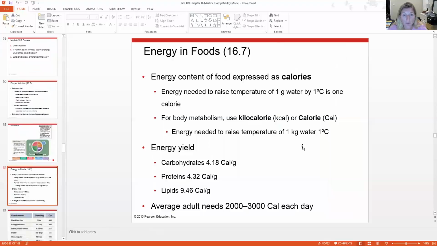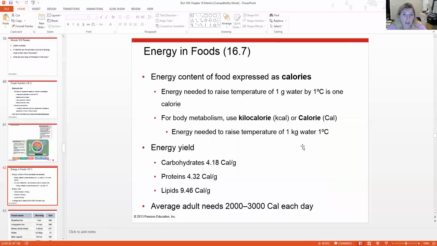Energy content in food is expressed in the form of a calorie. Energy needed to raise the temperature of 1 gram of water by 1 degree Celsius is the technical definition of a calorie, but we tend to think of it as something that we don't want to eat too much of because we still want to fit in our clothes. So that's typically what a calorie is.